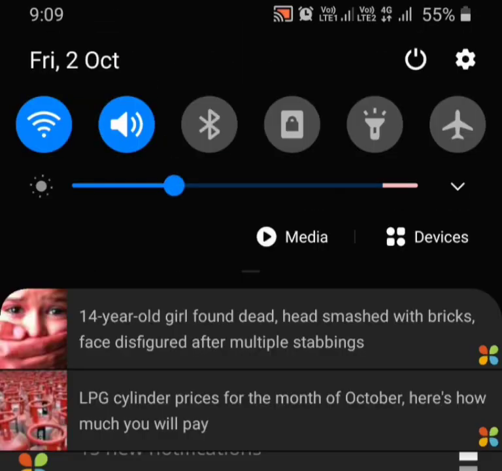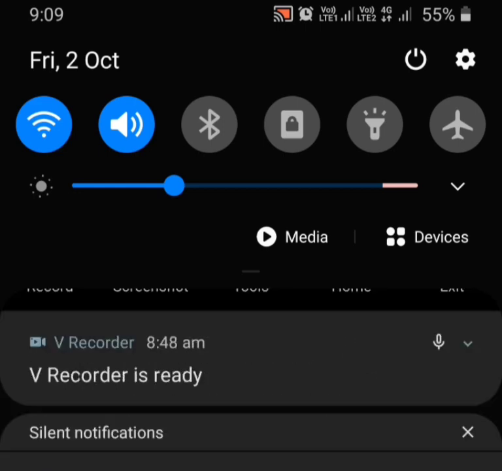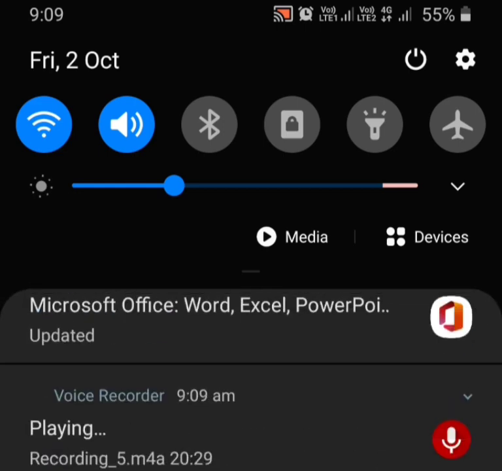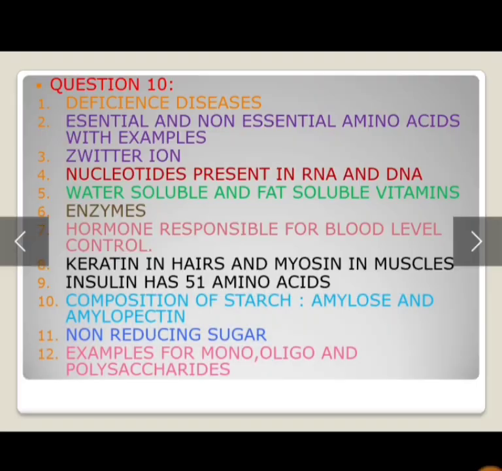Then comes the hormone responsible for blood sugar level control. It is insulin. And there are 51 amino acids in insulin. What is the composition of starch? Amylose and amylopectin.